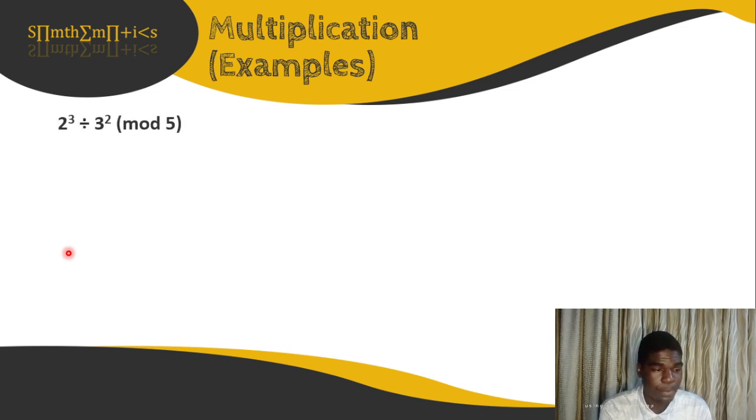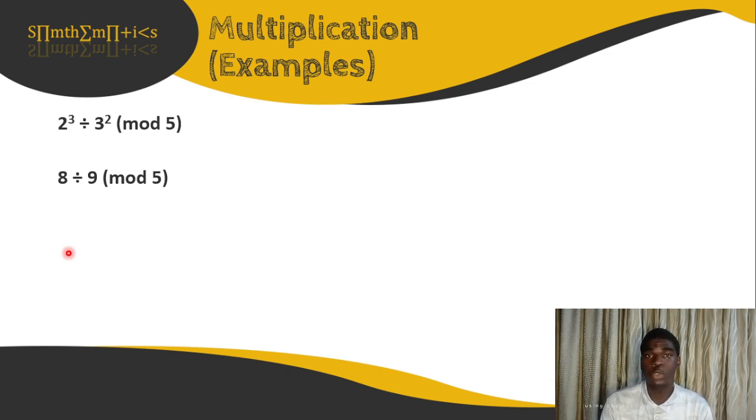Now, another example, our last example for today: 2 raised to power 3 divided by 3 raised to power 2 in mod 5. First of all, we solve the exponents. In BODMAS, which stands for bracket, order, division, multiplication, addition, and subtraction.